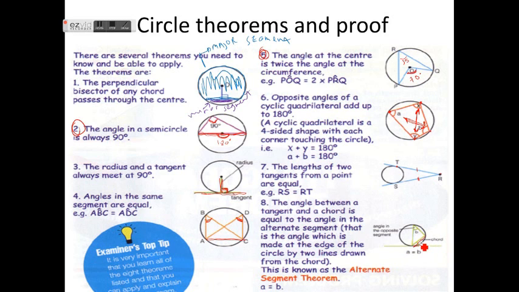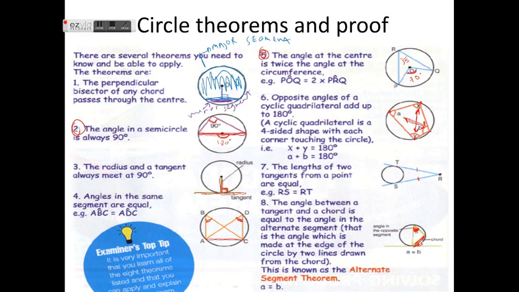The angle between a tangent and a chord, so this angle here, is equal to the angle in the alternate segment. If here you've got the minor segment, the alternate segment is the major segment here. So we've got this angle that is the same.